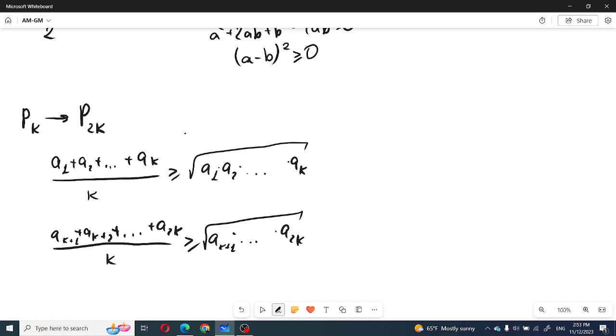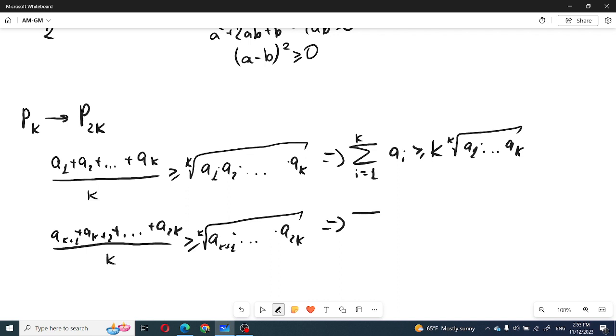From here we can conclude that the sum of ai, i equals 1 to k, is greater than or equal to k times the kth root of a1 times all the way up to ak. And we can also conclude that the sum from i equals k plus 1 to 2k will be greater than or equal to k times the kth root of ak plus 1 times ak plus 2 times all the way up to a2k.